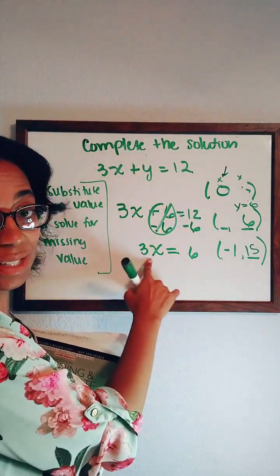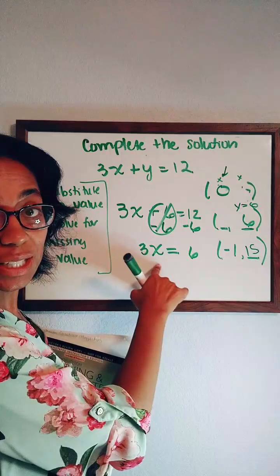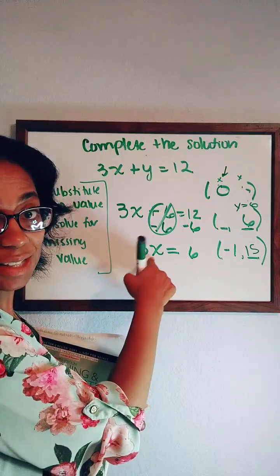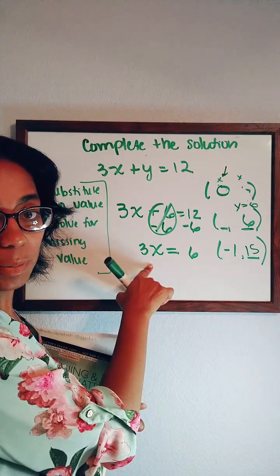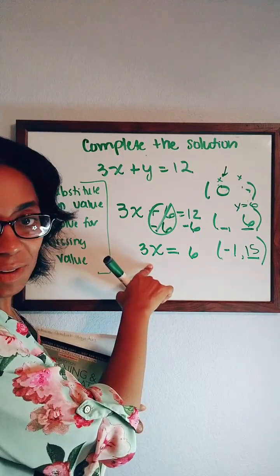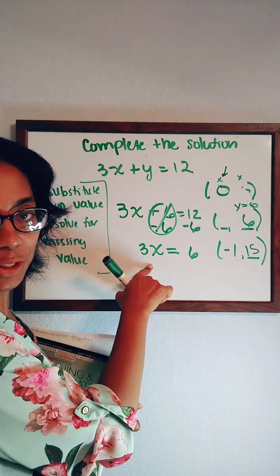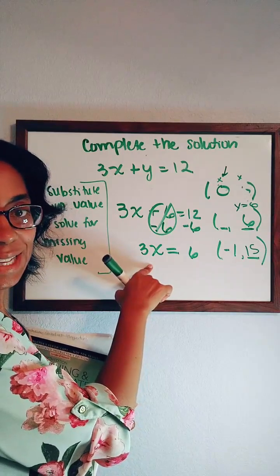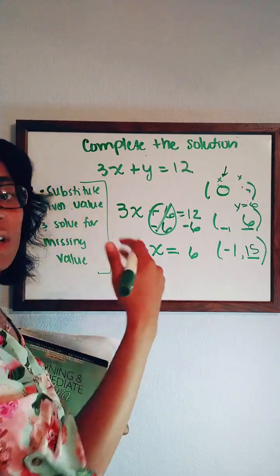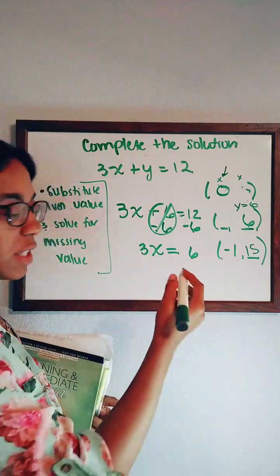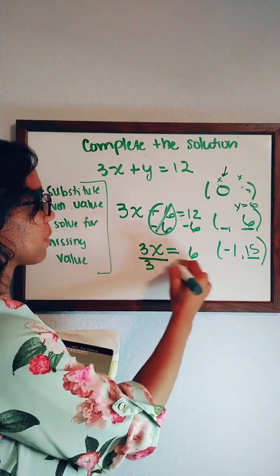Now, Miss T, what do I need to do to get that x by itself, because it has that 3 attached to it by multiplication? What do I need to do, everybody? I need to divide by 3. Yes. On both sides, because what I do to one side I do to the other, which is the opposite. So I'm going to divide both sides by 3.